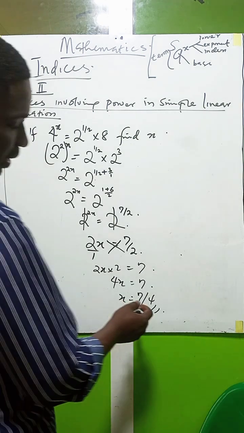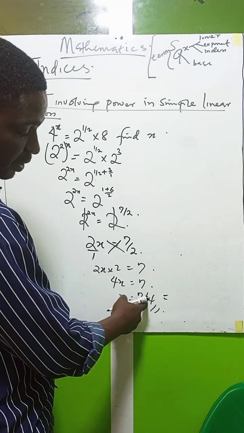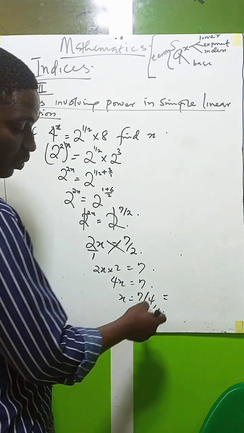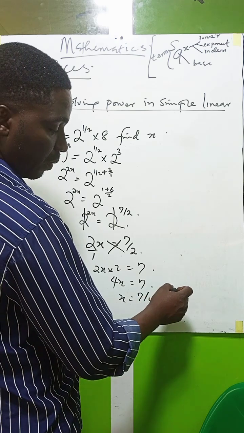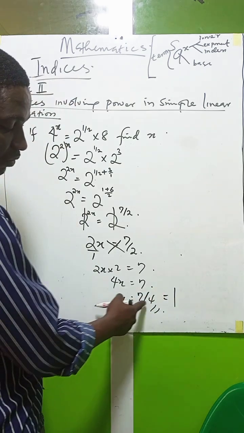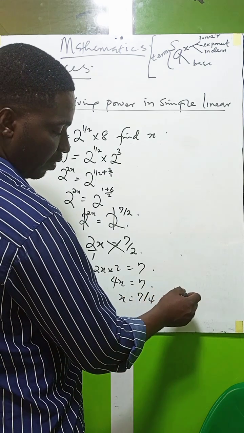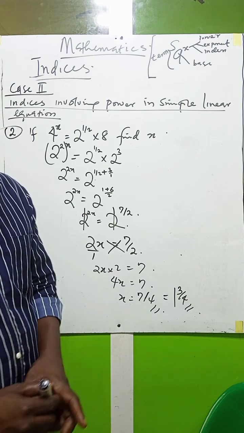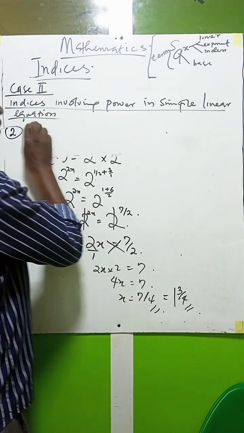But we can't leave our answer like this because the numerator should not be bigger than our denominator. So 4 can go in 7 one time to remain 3 over 4. So we have a mixed fraction as our answer. Now let's proceed to the next one.